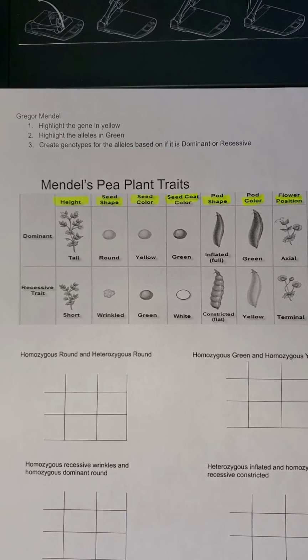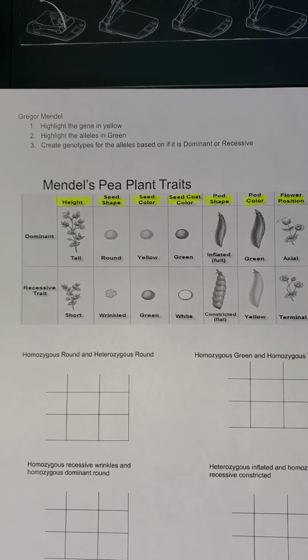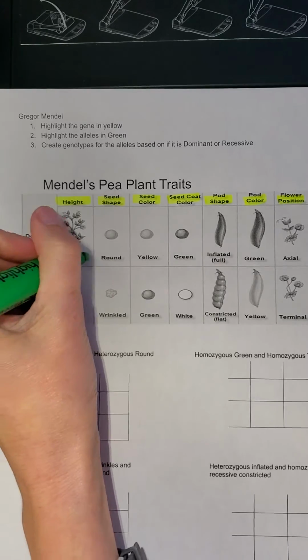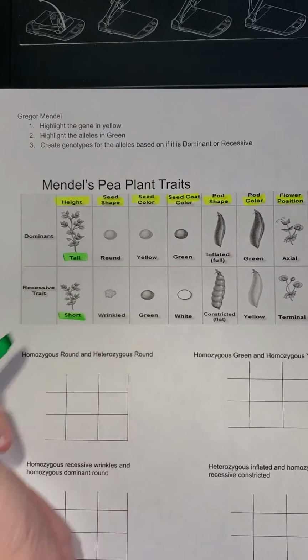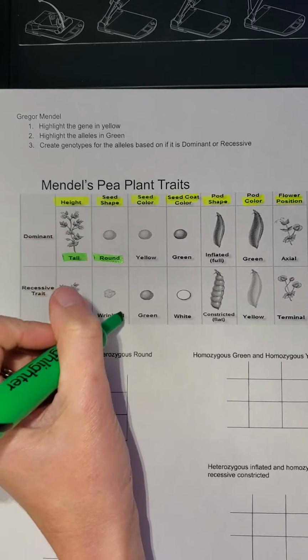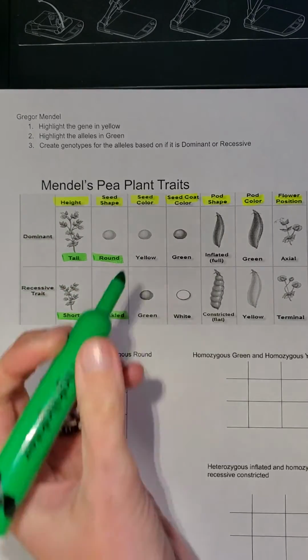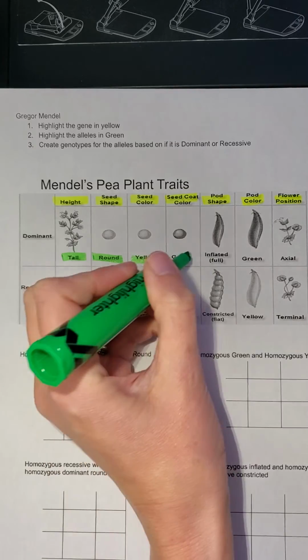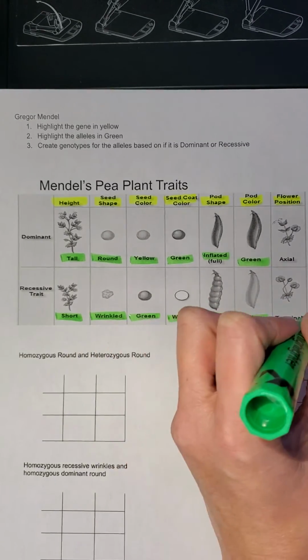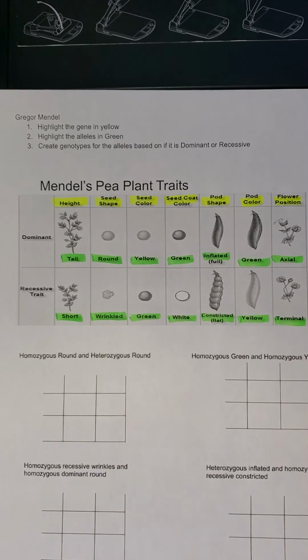Then it says to highlight the allele green. So our alleles are our actual options. It's the thing I'm going to see with my eyes. So my alleles for height can be either tall or short. My allele for seed shape can be round or wrinkled. So all of these are allele shapes for the gene, okay?